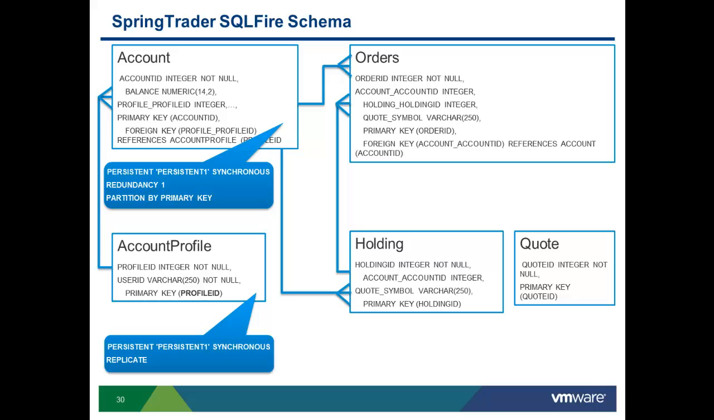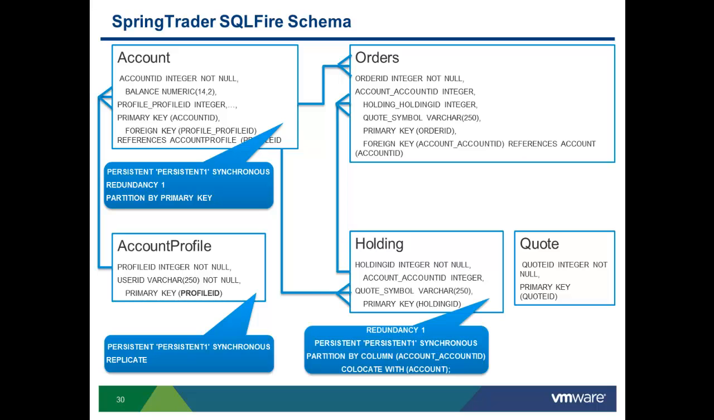Now the account profile table is configured to be replicated, meaning every SQLFire member will get a copy of this table. We can do this because there are a very small number of changes to the account profile when compared to the number of changes in the account, orders, and holdings tables, for example. This is why account, orders, and holdings tables are partitioned instead.